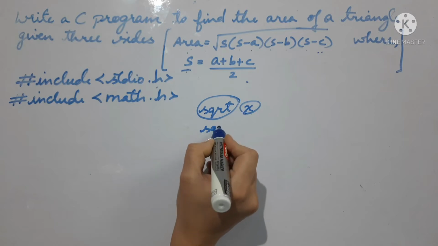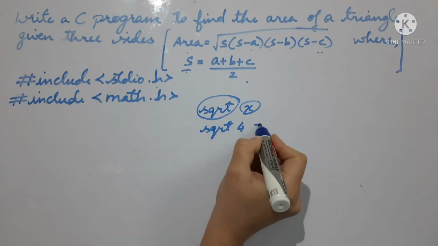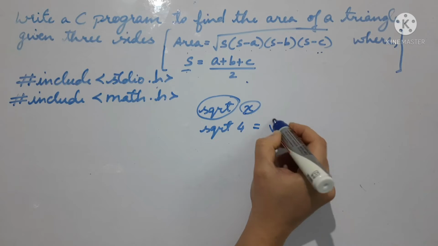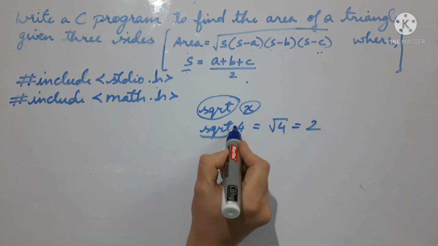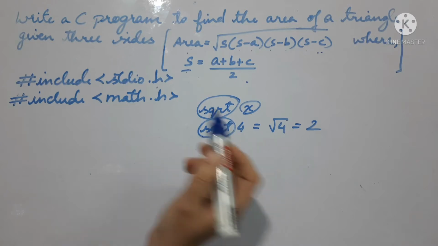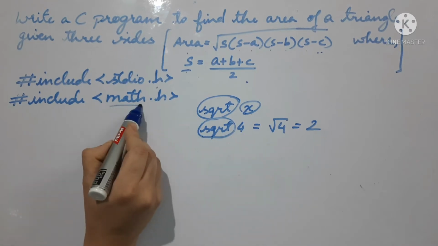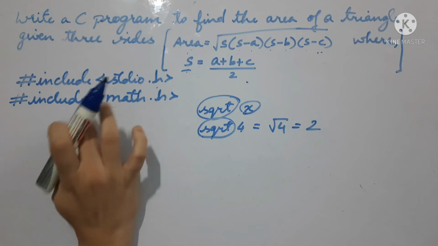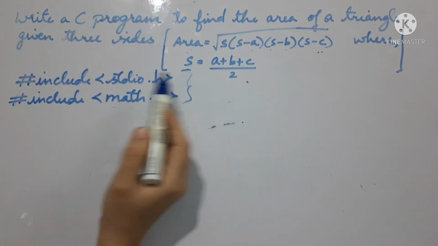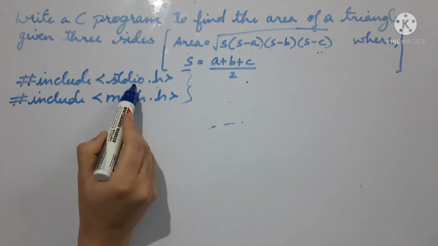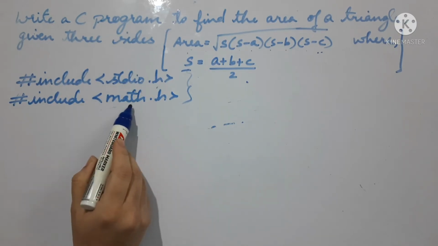Suppose if I say SQRT 4, what is the value of square root of 4? This is nothing but square root of 4, that is 2. So simply to make use of SQRT, I have to include the math.h library. So clear with these two library functions. One, we have used standard input output and then we have used math.